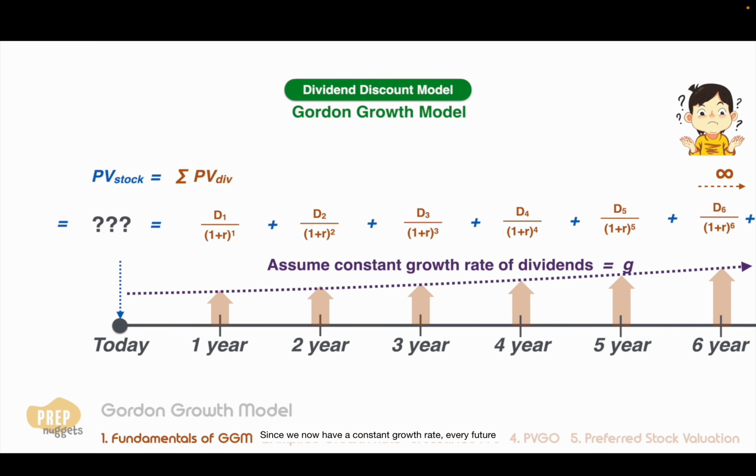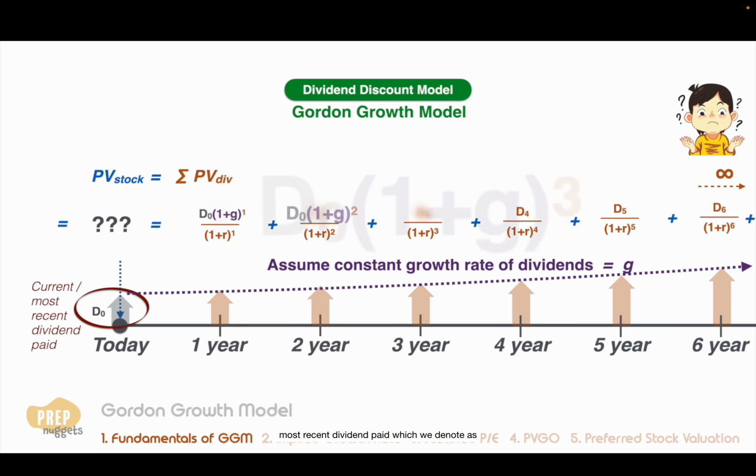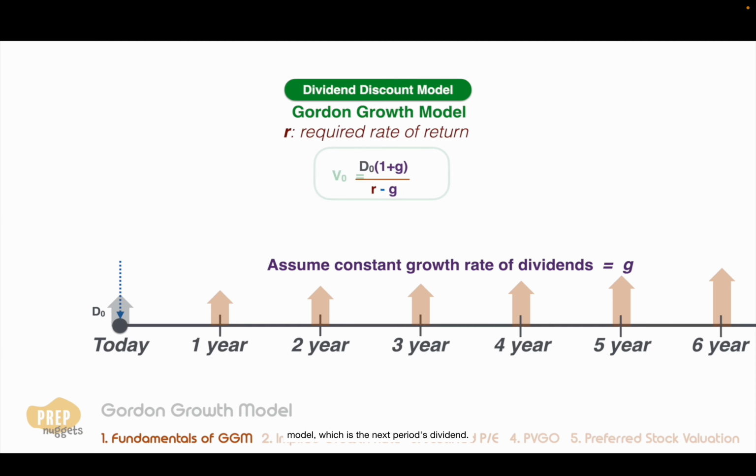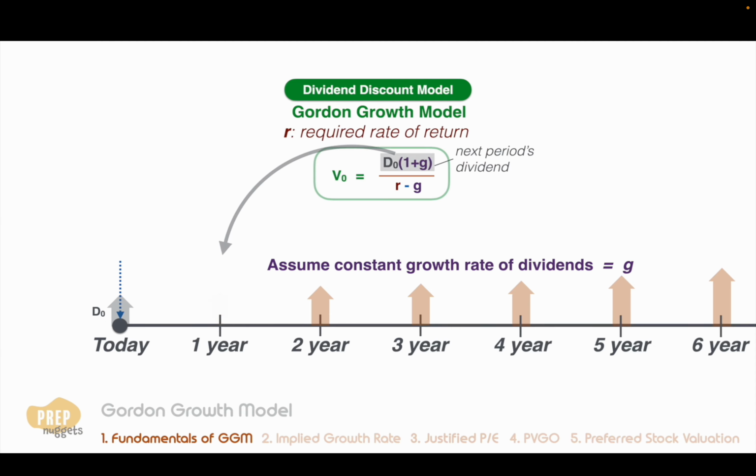Since we now have a constant growth rate, every future dividend can be expressed in terms of the current or most recent dividend paid, which we denote as D0. This equation simplifies to the Gordon Growth Model, which is the next period's dividend, divided by the required return minus the constant growth rate. This formula looks deceptively simple, but believe me, it can be easy to get the wrong answer if you're in a hurry.